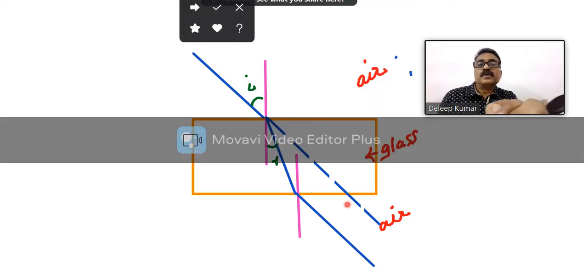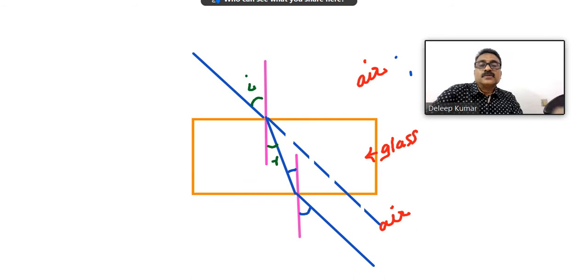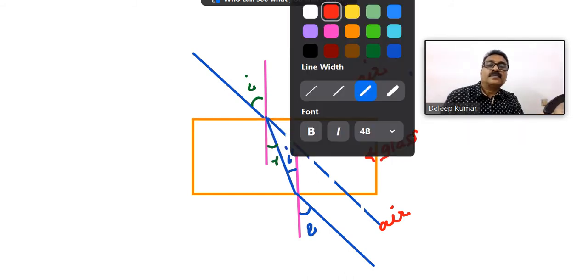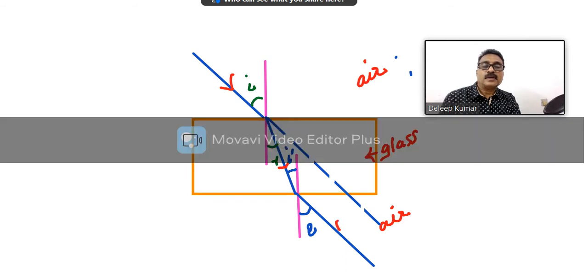Again we can mark one more angle. Here one angle, here another angle. So if this is i, we can write this as i dash. So this incident ray angle is i dash. And this angle we can mark as the angle of emergence, that is e. Now we can draw the directions. This is like this, going here and this way.